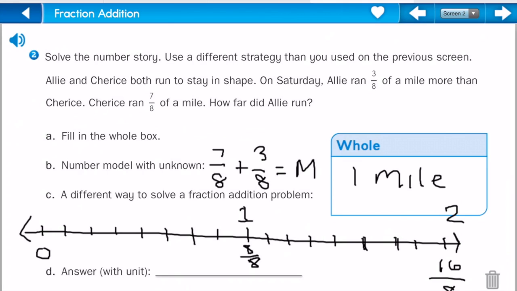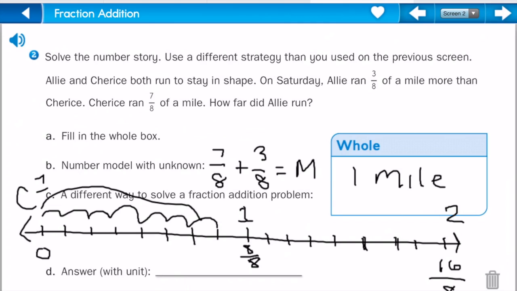So Charisse ran 7/8. So I'm going to go over 1, 2, 3, 4, 5, 6, 7. And I'm going to put a big line over top and put a C for Charisse. And that she did 7/8. Allie ran 3 more 8s. So I'm going to go 1, 2, 3. And I know that those are going to be Allie's. And so Allie ended up right here.